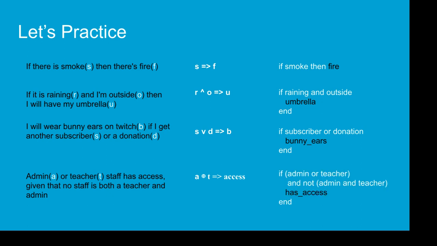And the way we would write this gets to be complicated in an if statement. If admin or teacher and not admin and teacher. That's another way to write exclusive OR. So one or the other and not both. Only one of those things has to be true in order for exclusive OR to evaluate as true. Okay? Then has access.